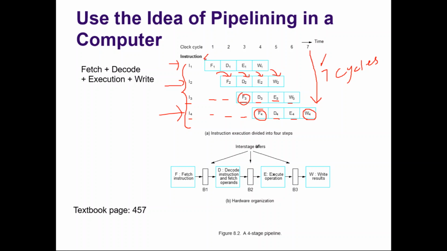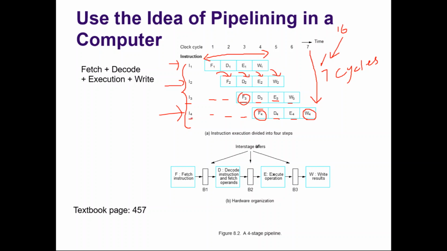For each instruction you need 4 clock cycles. So to complete 4 instructions, you need 4 into 4, 16 clock cycles. Okay, from 16 clock cycles it is reduced to 7. Here the factor of improvement will be up to 4. That is the maximum factor of improvement possible. You can check with larger numbers.